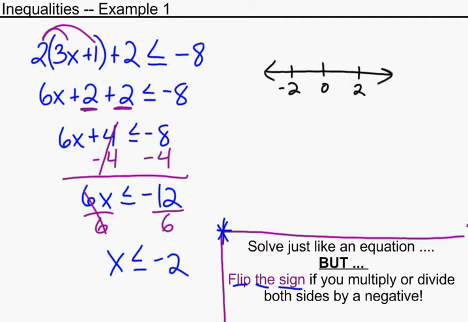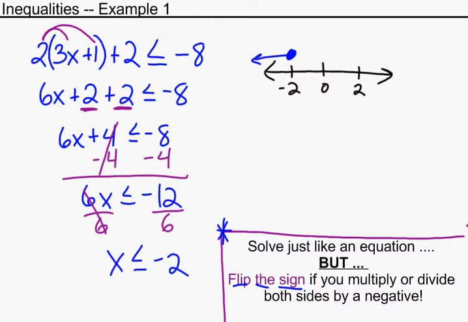I look to see what sort of dot I need to have, and I remember that any time that I have less than or equal to, that's a closed dot, meaning that value is included in my answer. And then I check to see which way I have to shade. I'm looking at all the numbers less than or equal to negative 2, so all the numbers below negative 2. And the shaded region shows me where all of my solutions are.